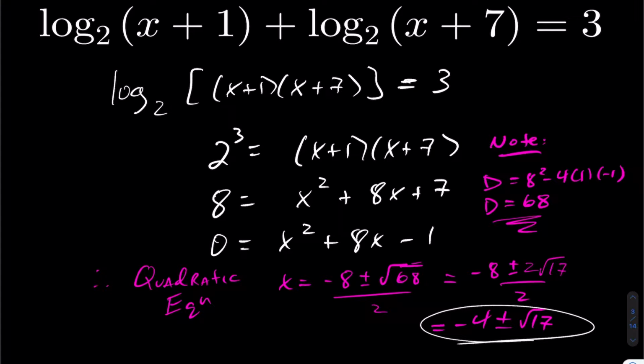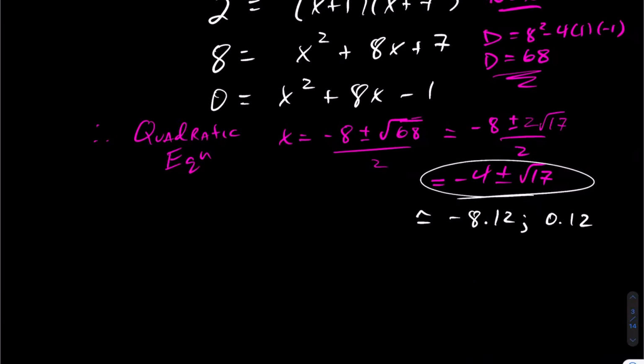So let's take a look at these two values as a decimal. We can see where they lie on the number line. Taking a quicker look here we get. So again here, I get the two values here, negative 8.12 and 0.12.